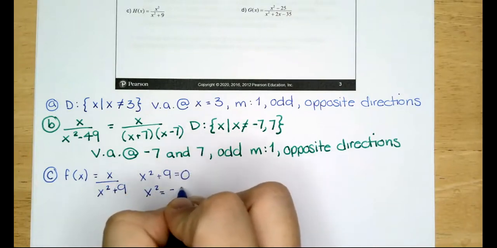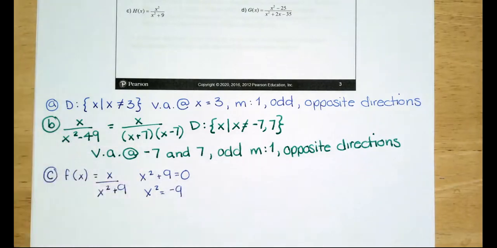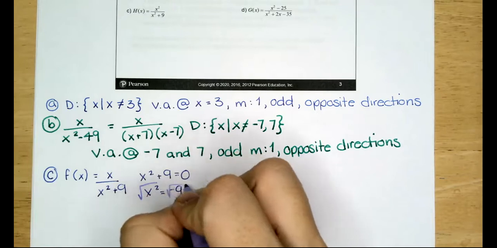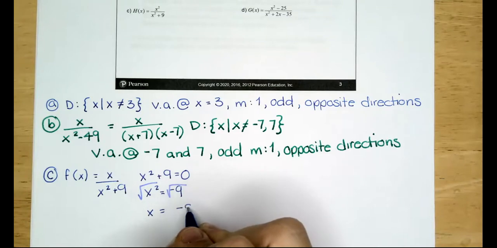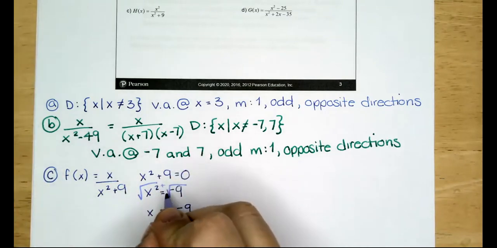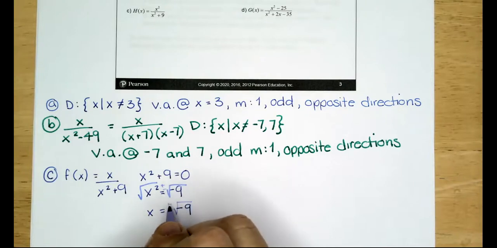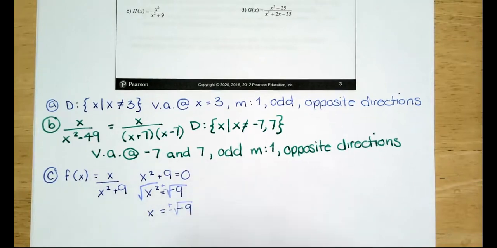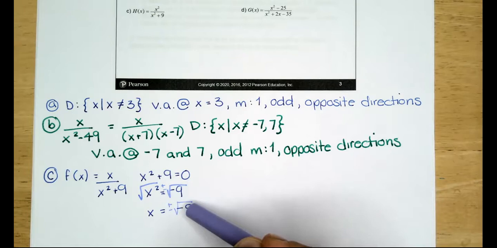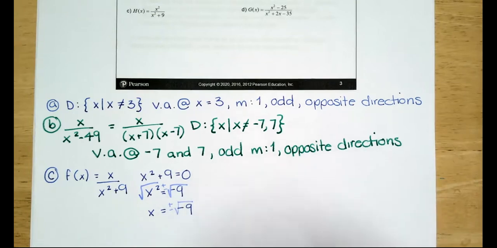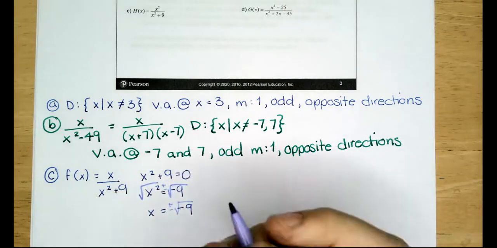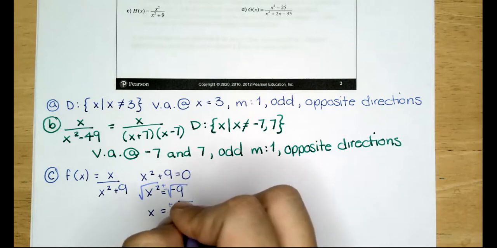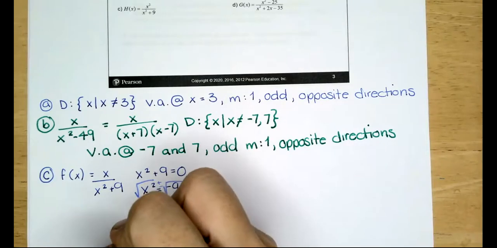x squared equals -9. So I need to square root so that the square root of x squared becomes x. Now we have x equals plus or minus the square root of -9. However, the negative under the radical is no solution, right? So we have no solution that gives us a 0 in the denominator.